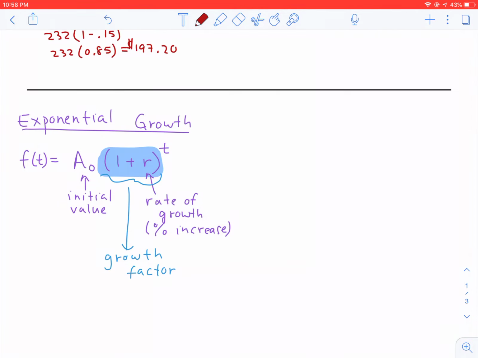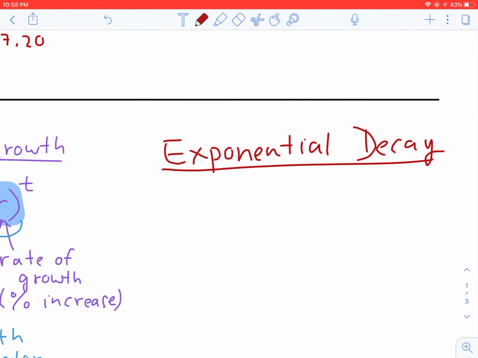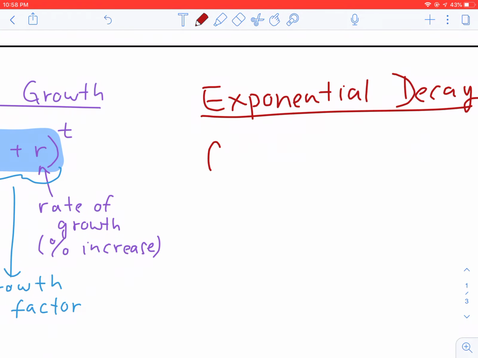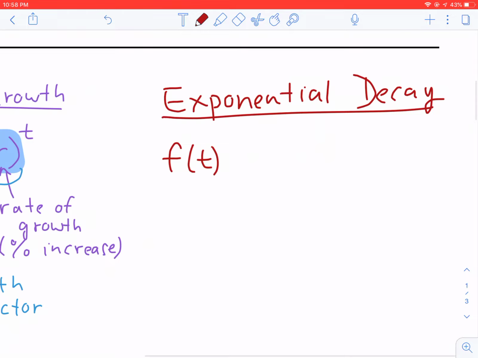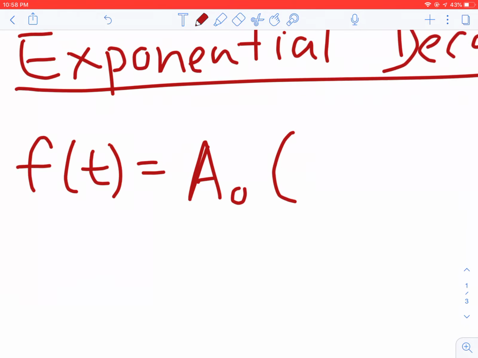And if something is decreasing in value, we're going to call that exponential decay. So if there's a percent decrease, if something is losing value by a percentage each year, we can write a function like f of t equals the original amount. So instead of adding the rate of growth, the only difference is we're going to subtract the rate of growth.